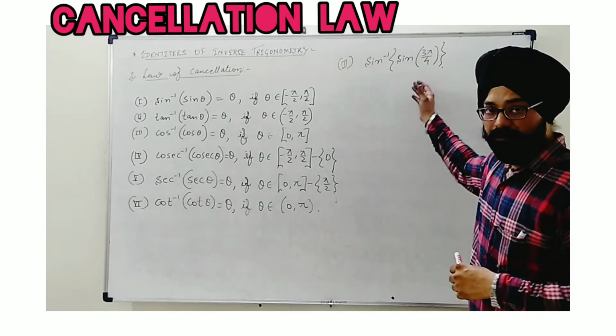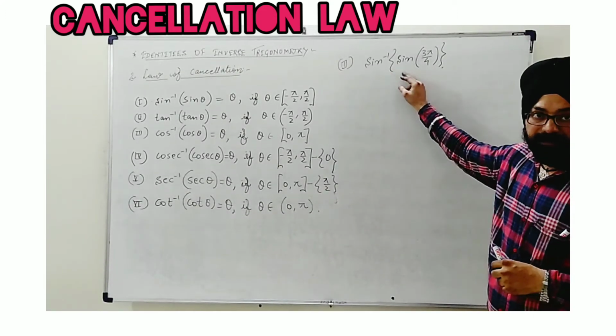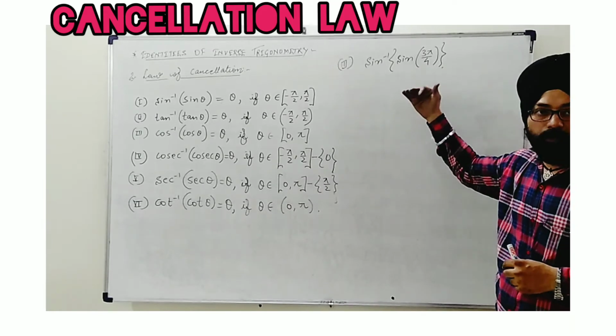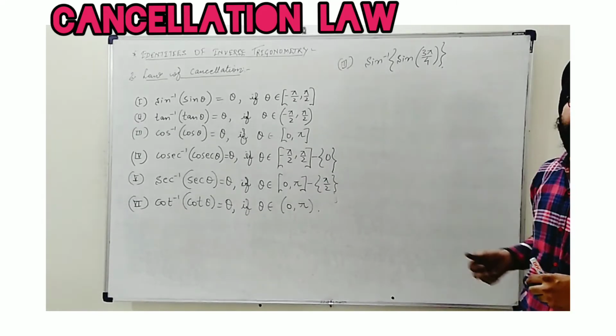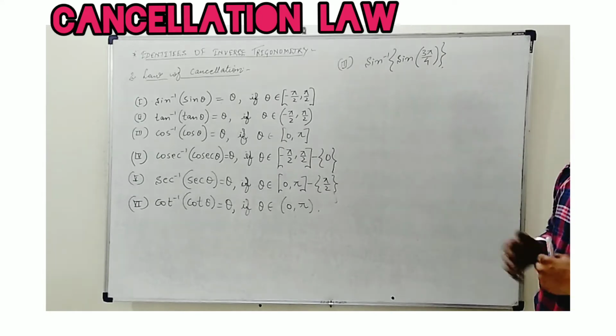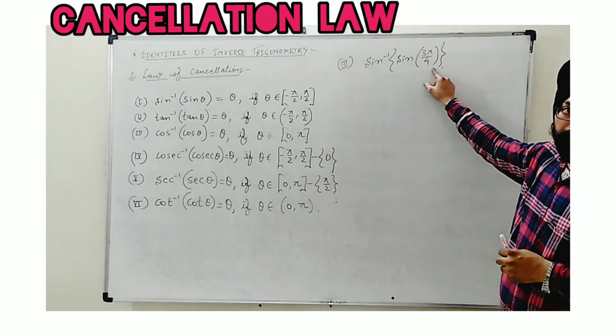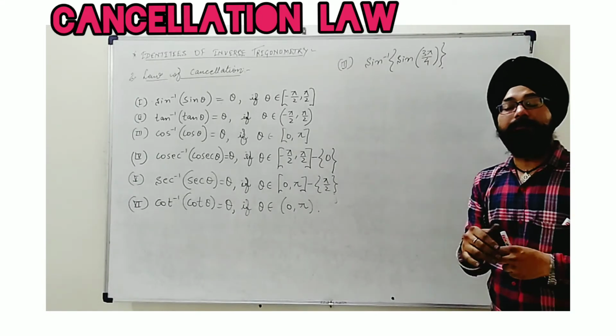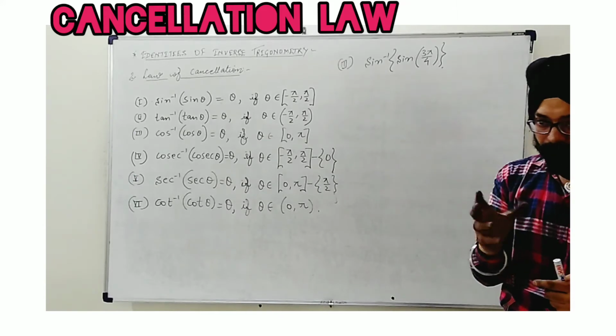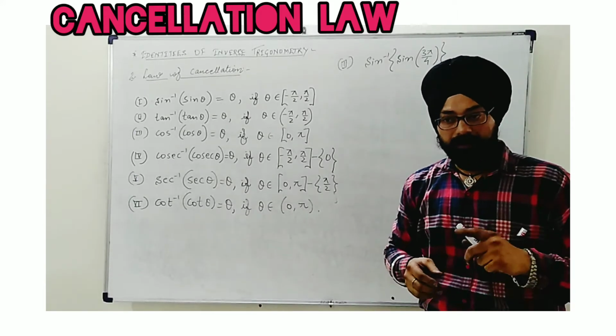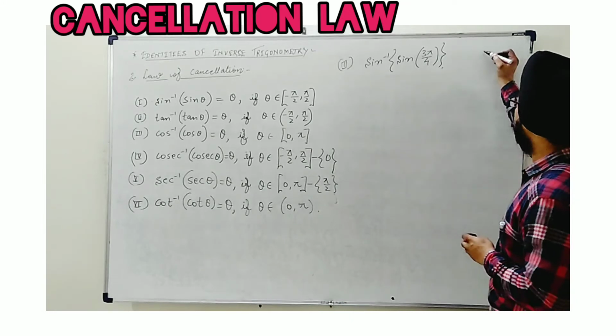In this example, first thing I have taken sine inverse and sine separate from the group of cos inverse. In previous two examples we took cos and sec. Here value is 3 pi by 4. Now with sine, as we see 3 pi by 4, which is 135 degree, a value of second quadrant. This is beyond the principal branch.